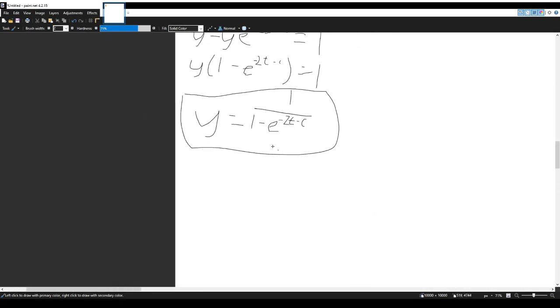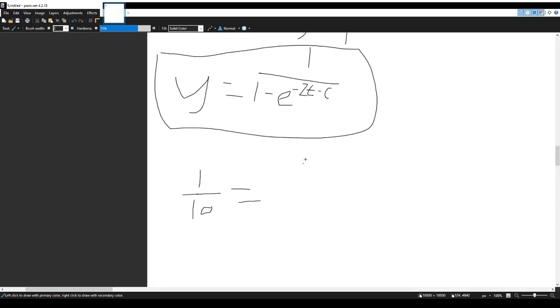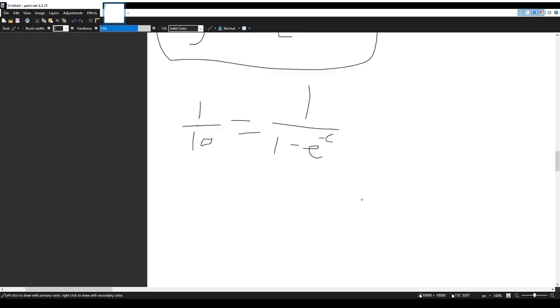Okay, so this is our equation, but we have to solve for c. So let's replace y with 1/10 and replace t with 0. So 1/10 equals 1 over 1 minus e. Well, negative 2 times t is just going to be 0 if t is 0, so we can just forget about that and call it negative c.